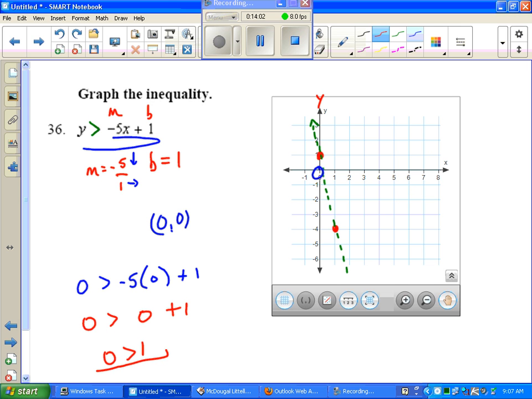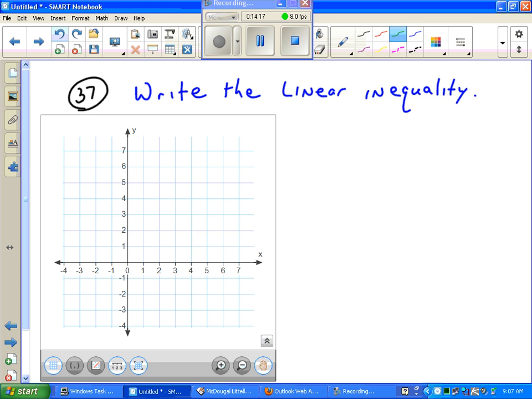You have to evaluate this statement. That's not true. 0 is not greater than 1. Therefore, everything over here is wrong, so you have to represent the other side as being the correct side. And then the last one, number 37.